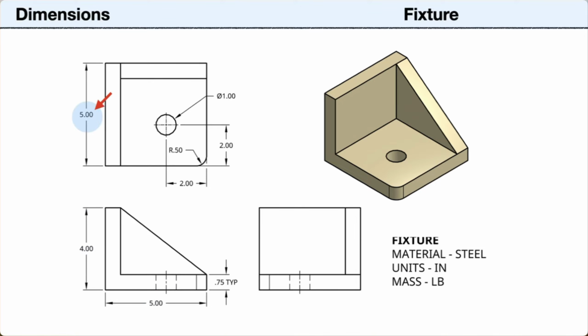The top view shows the width is 5 inches. The hole has a diameter of 1 inch. The hole location is 2 inches from the front edge and 2 inches from the right side edge. The corner fillet has a radius of 0.5 inches. It's noted that the material is steel, and the mass units are set to pounds.